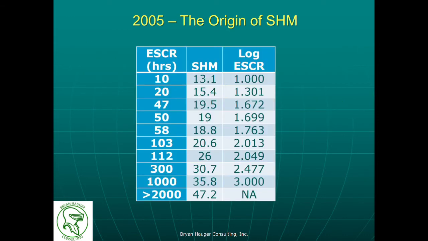Here I have republished the data from that 2005 paper by listing the data in order, starting with the smallest ESCR values and progressing to the largest. One can see a fairly clear trend with increasing ESCR values showing the largest strain hardening modulus.